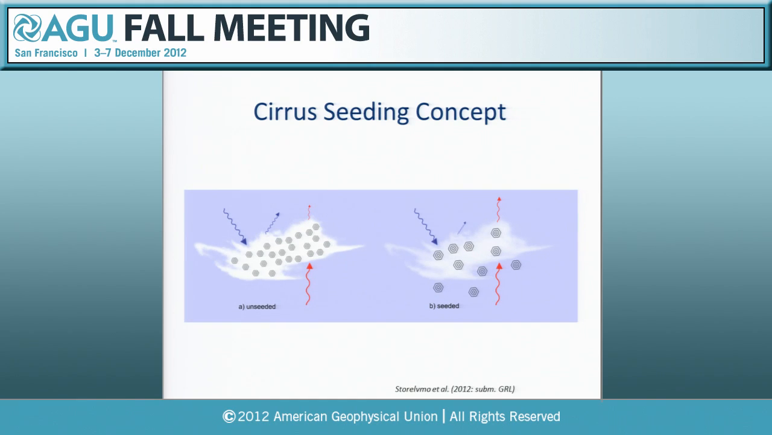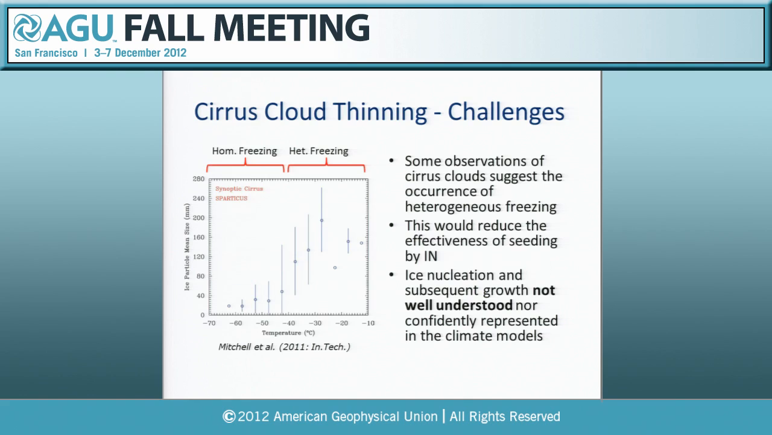And so here is an illustration of how this would work. This is an unseeded cloud. We have a lot of small ice crystals. Here's the seeded cloud. The ice crystals are much larger. The cloud is depleted, and more long-wave radiation is allowed to escape to space.